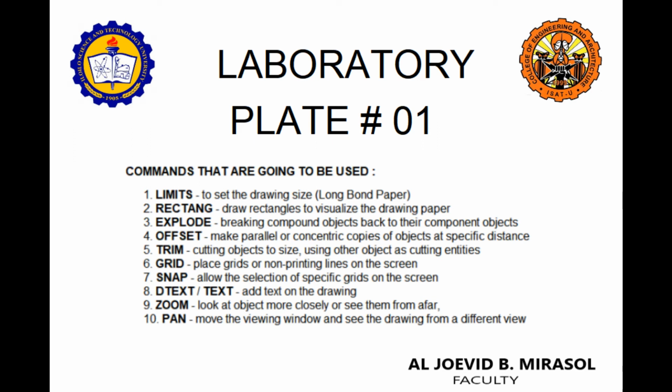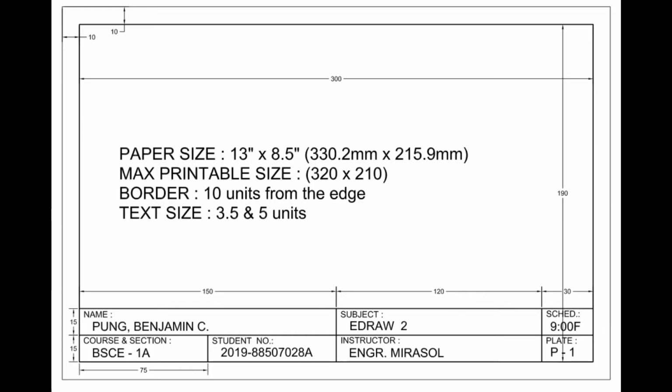Today, class, we're going to draw our plate number 1. Our plate number 1 will be drawn on a long bond paper size, so 8.5 inches by 13 inches. We put that on the long side, and turn it so that it will be landscape.